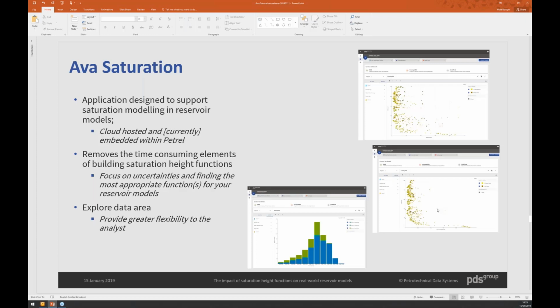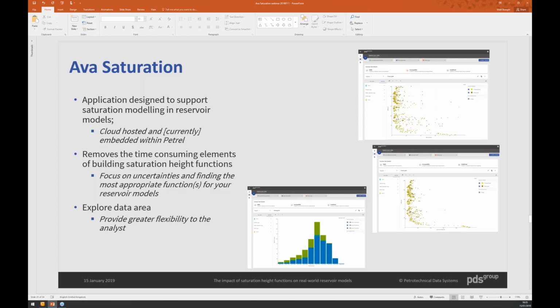We're trying to also make the building of these saturation height functions straightforward by removing different bits. If you're using Excel at the moment, there are the time-consuming elements such as data import and export and the manipulation of the data. If you're using Petrel, the regression analysis isn't necessarily the best within Petrel, so we can support saturation modeling by using industry standard approaches. The application is basically split into two parts.